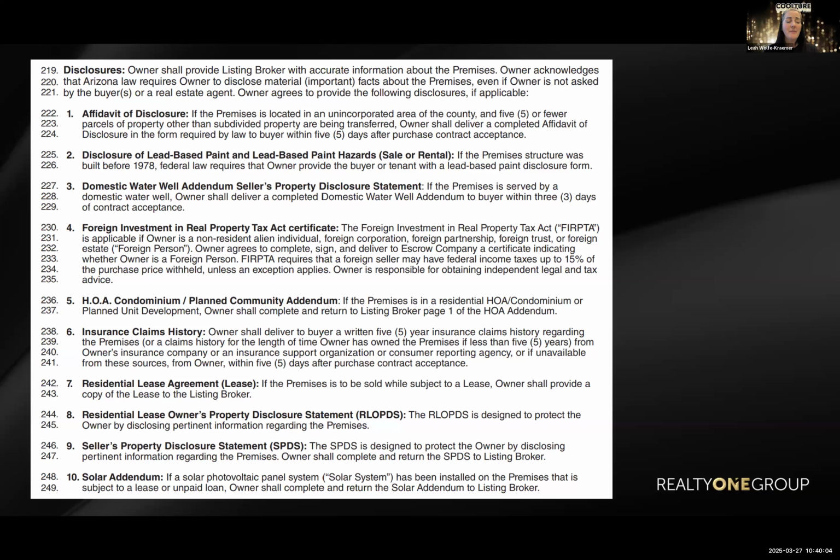Any residential lease agreement that might be in place, obviously they need to be aware of that if they're going to have to uphold it. The residential lease SPUDs, they're going to have a copy of all of that to make sure that it's covered and they have documents relating to that lease if they are taking it over. The SPUDs themselves and the solar addendum. So obviously all of these individual documents have their own disclosures within those as well, but these are just a handful of the documents from a disclosure purpose that we would be looking for if they do apply.